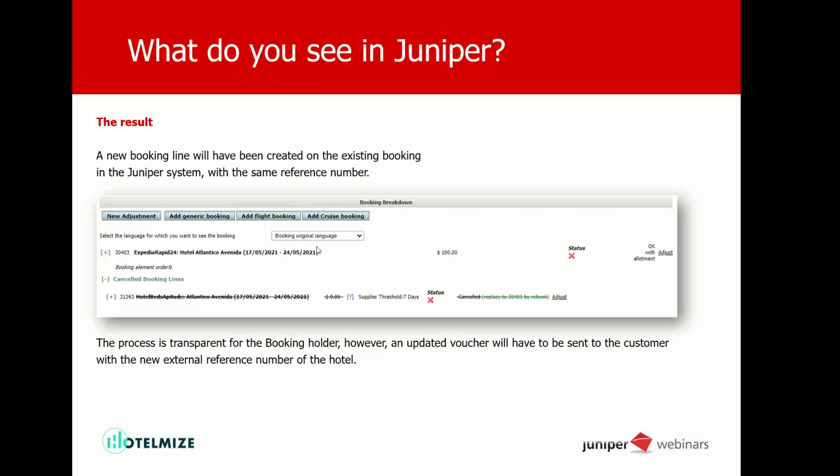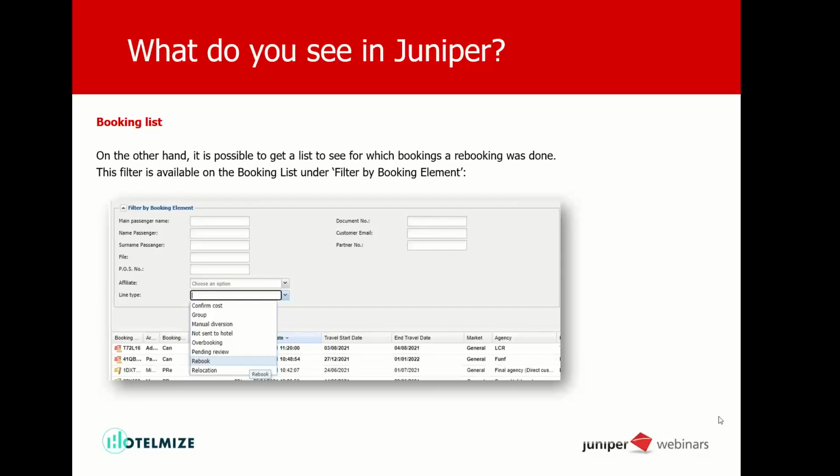So, as for the booking flow that was just described by Omri, as you can see on the screenshot here on this slide, what we can see on the Juniper system is the original booking line, canceled after being rebooked, obviously. And we can see also the new booking line with the same sales price, but at a cheaper cost price. Also, since all booking lines that went through the pre-booking process will carry a tag to recognize them, it is possible to apply a filter on the booking list so that we can see which bookings were rebooked.